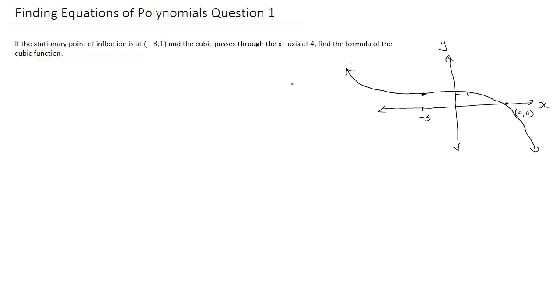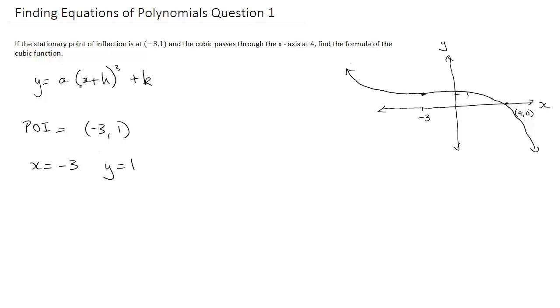My diagram's most likely not accurate, because that looks like the longest point of inflection ever. But what we need to do is, remember, when we have point of inflection form, we use y equals a(x + h) cubed plus k. To substitute the point of inflection back, we know the point of inflection is (-3, 1). So the x value is -3 and the y value is 1.